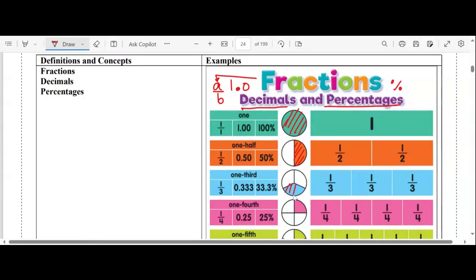If you take only the blue one here, it's 1 over 3, because 1 over 3 plus 1 over 3 plus 1 over 3 gives you 1. How much is 1 over 3? It's 0.33, and the 3 is repeated. In percentage it is 33.3%, and so on.